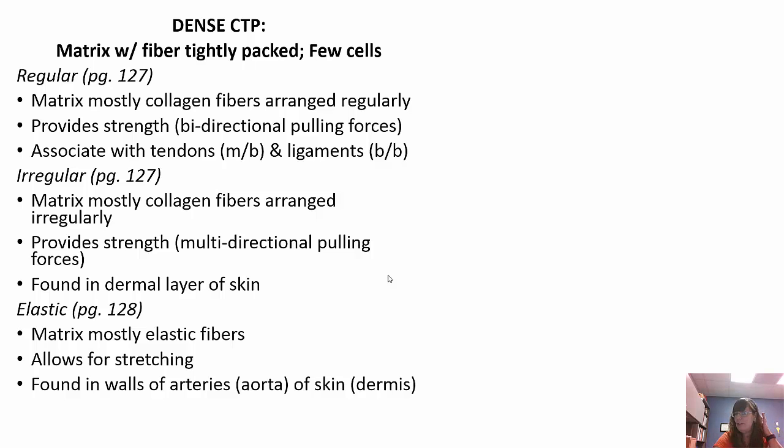And then we have elastic tissue. As the name implies, this is mostly elastic fibers. This allows for stretching. It's in the walls of the arteries, the aorta mainly, and again, partially in the dermis of the skin. Now the aorta is the artery that comes directly out of the heart. The blood comes out of the left ventricle and pushes up with a lot of force. So that aorta has to be able to stretch a lot to handle that force.